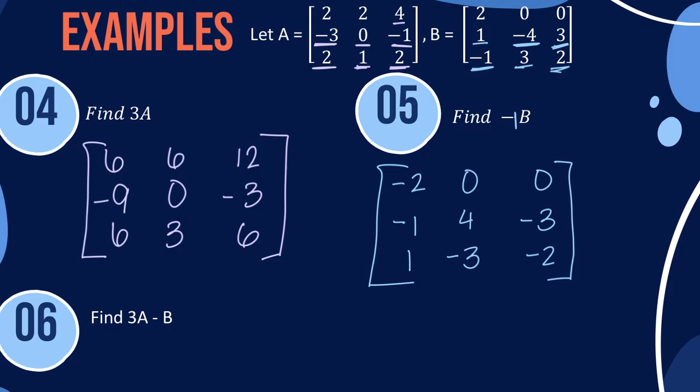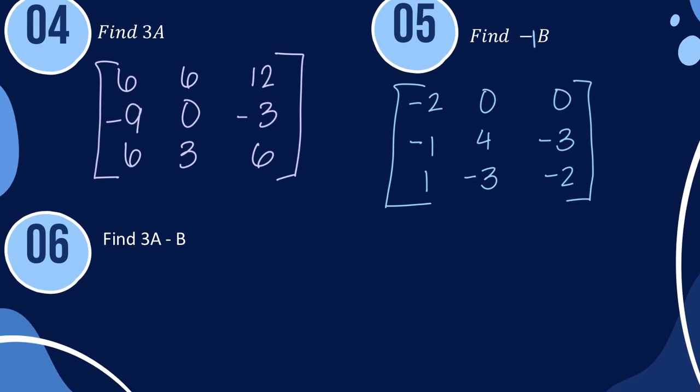All right, looking at example number 6. Now, example number 6 says find 3A minus B. If you notice, we already did that 3A part right here. And that minus B, I could also write this as 3A plus negative B. So if I'm looking at it, I already have that negative B part right here.